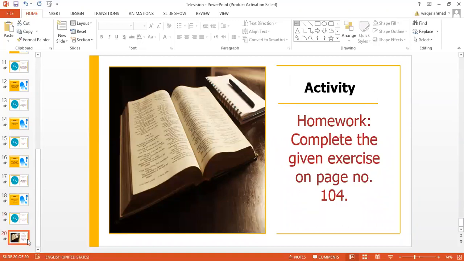Actually, this is the homework activity. You have to complete this exercise. We have some time in the classroom. We have 16 minutes remaining, so we can complete this activity right now. So yes, boys, get yourself busy in this activity. We have to complete exercise A.